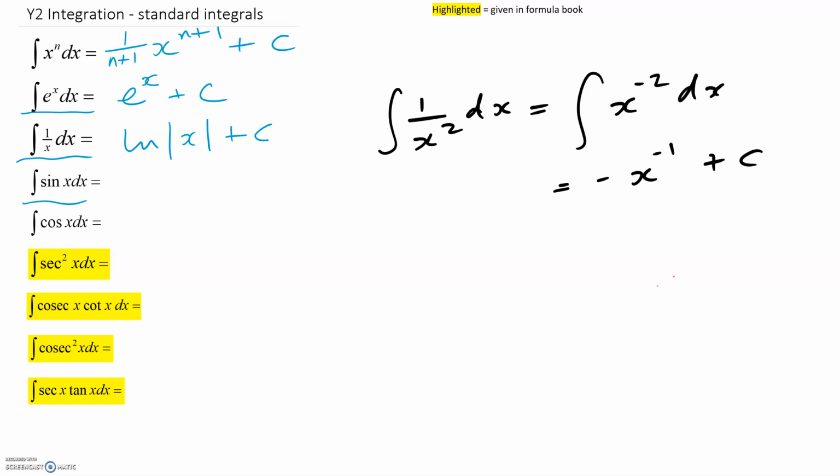For the integral of sine x, I would just think what would differentiate to give sine x. So if you differentiate cos x, that would give you minus sine x. So if you differentiate minus cos x, that will give you plus sine x, which is what you want. In a similar way, if you want to integrate cos x, think what would differentiate to give me cos x. If you differentiate sine x, you get cos x, and so that's it.